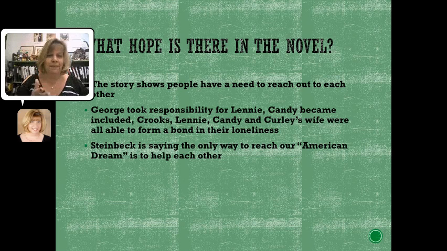We see Candy become included. He gets invited into this thing. We see this great moment in chapter 4 where Crooks and Lenny and Candy and Curly's wife were all able to form this bond in their loneliness. Even though each one has something distinct about them that makes them isolated, they were able to overcome that and come together. And what Steinbeck is trying to teach us is this is how we get through it. Sometimes life hands you miserable things, but the way to reach your American dream is to help each other and to find the ways to reach out and make those connections.